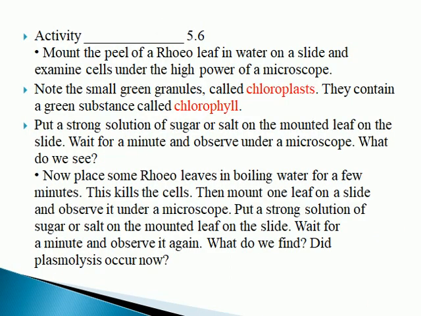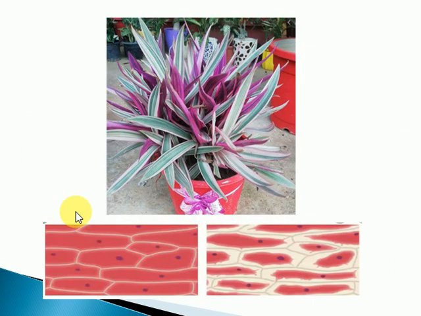The second point in this activity is that if you put a strong solution of sugar or salt on the slide, then what will happen? This is the slide of plant cells. If you examine it under the microscope, it would appear like this under normal conditions. But if you keep it in a hypertonic solution, hypertonic meaning a solution having higher concentration, then what will happen? Shrinkage of the protoplasm will take place, and this process is called plasmolysis.